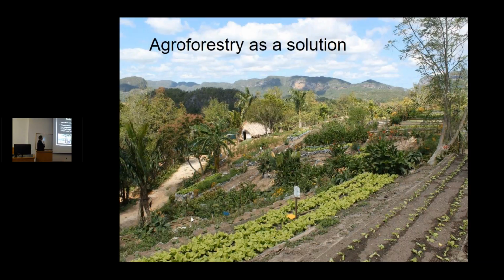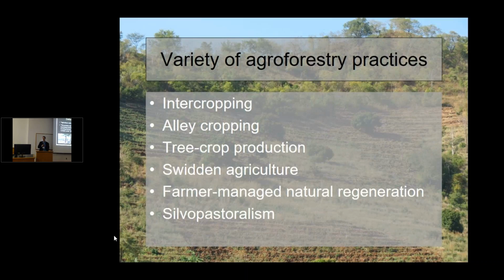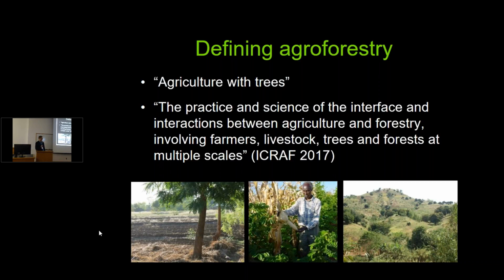So what are we talking about here? The simple definition I like is that agroforestry is agriculture involving trees. ICRAF, the World Agroforestry Centre, is just having their strategic plan approved, and they have come up with a pithy definition of agroforestry as the practice as well as the science of the interface of and interactions between agriculture and forestry, farmers, livestock, trees, and forests across different scales, all involved.